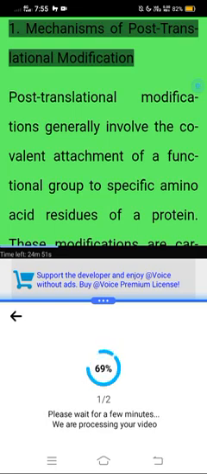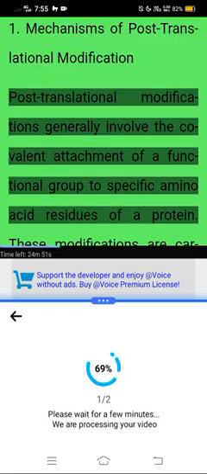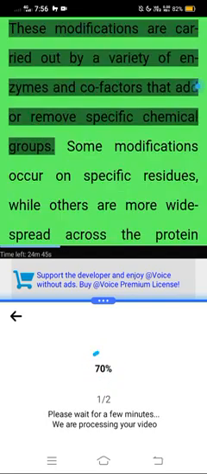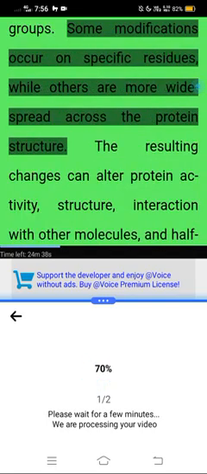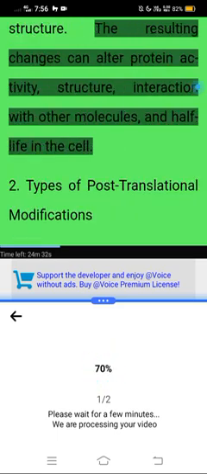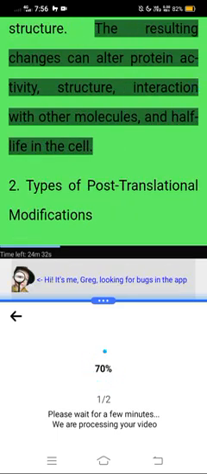1. Mechanisms of post-translational modification. Post-translational modifications generally involve the covalent attachment of a functional group to specific amino acid residues of a protein. These modifications are carried out by a variety of enzymes and cofactors that add or remove chemical groups. Some modifications occur on specific residues, while others are more widespread across the protein structure. The resulting changes can alter protein activity, structure, interaction with other molecules, and half-life in the cell.